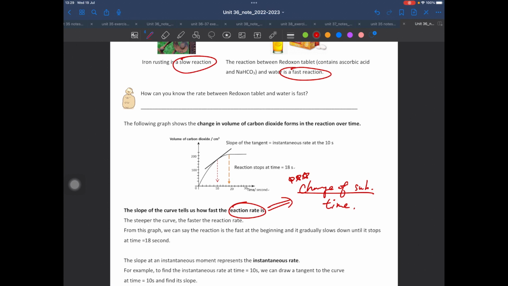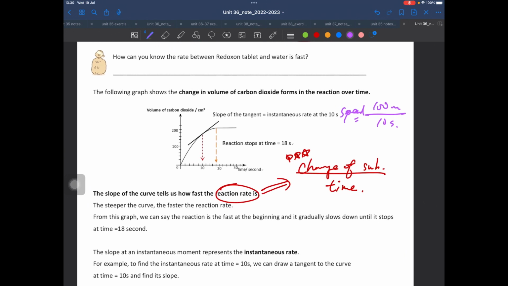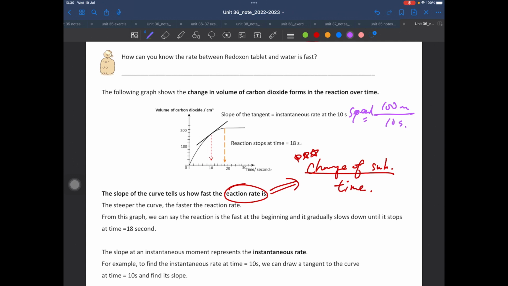If you still don't understand, try to think about how to express your running speed. For example, you finish a 100-meter race in 10 seconds. Let me write it down. So you can see the speed is here. If you take away the time, it is meaningless. Or if you take away the length of the race, it's also meaningless, right? So the speed is always the change of substance over time.